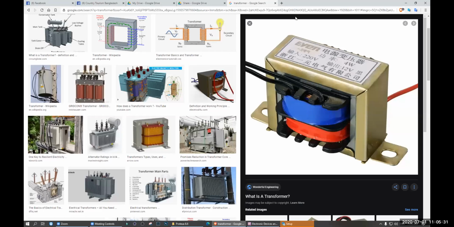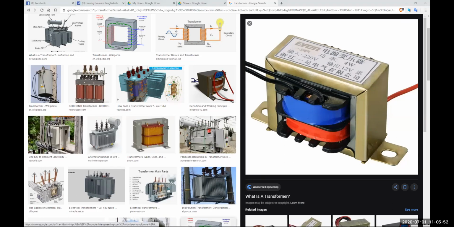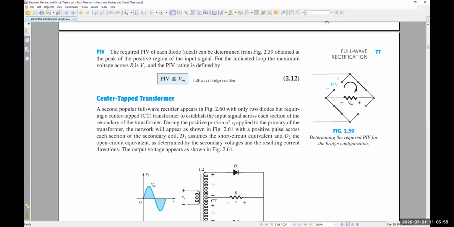Whether it will decrease the voltage or increase the voltage: if it decreases the voltage, it will be called a step down transformer. If it increases the voltage, it will be called a step up transformer. Do you know about transformers, anyone? I believe very little, right? Yes, sir. This one I see in electronics.